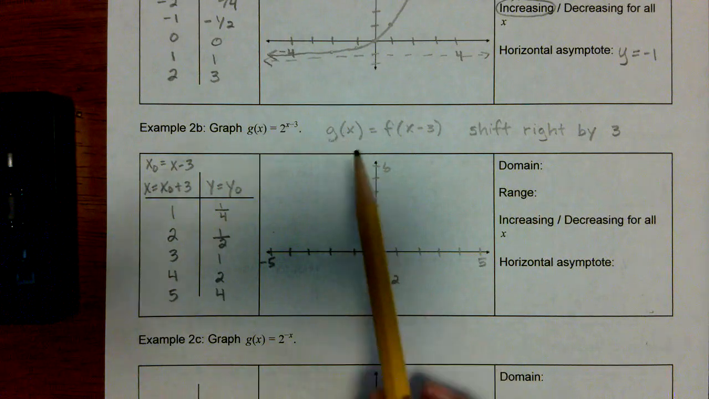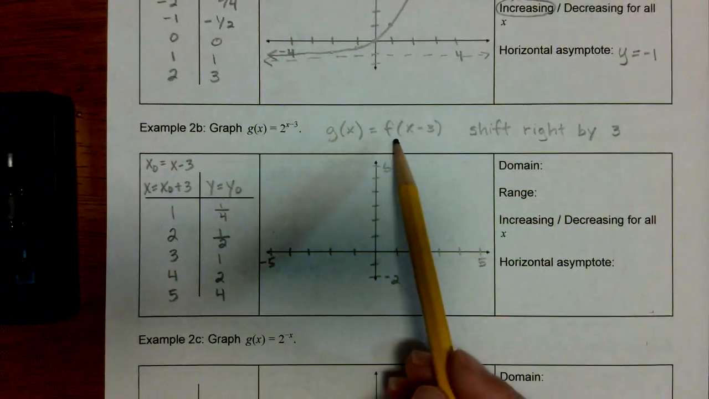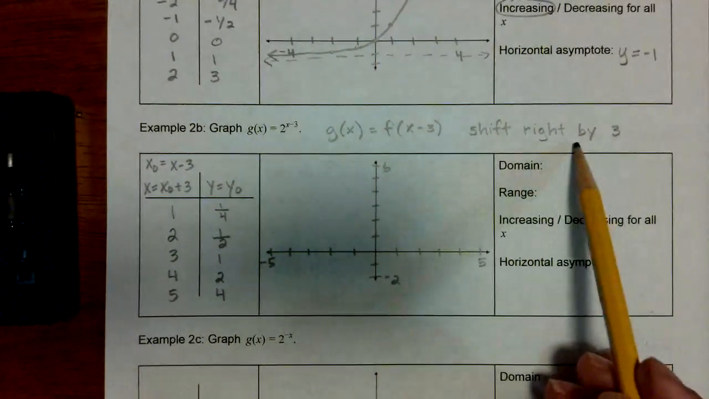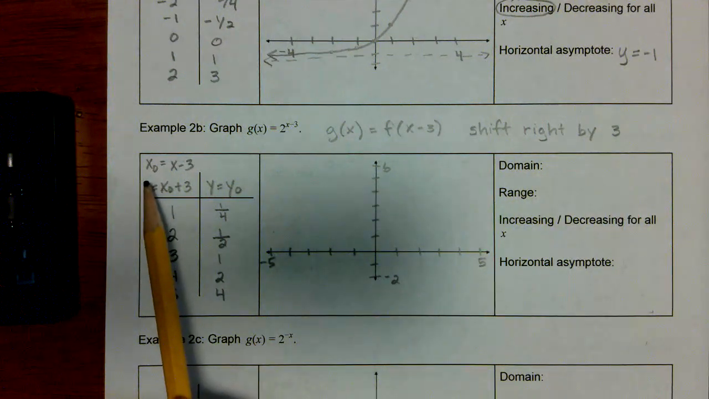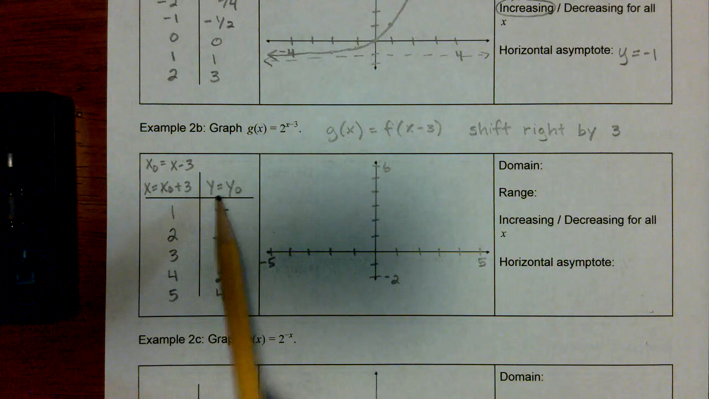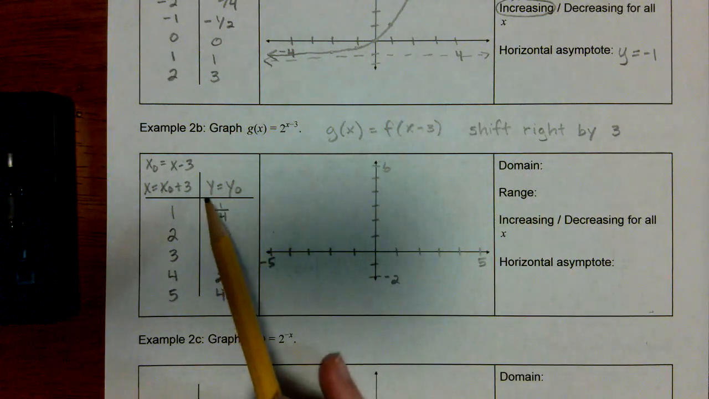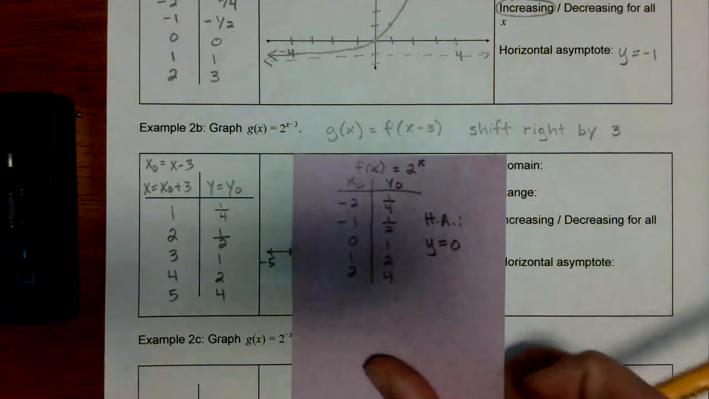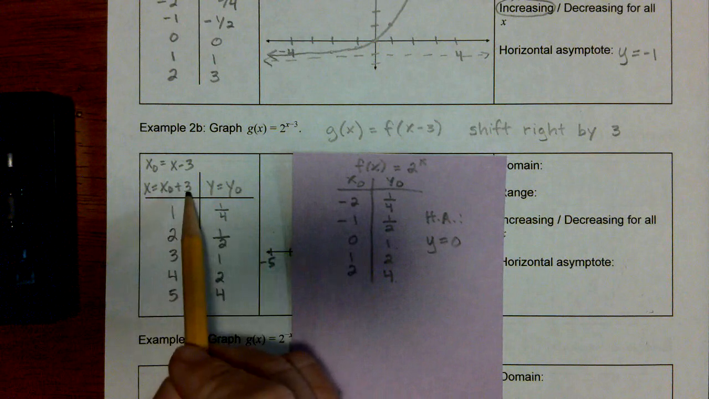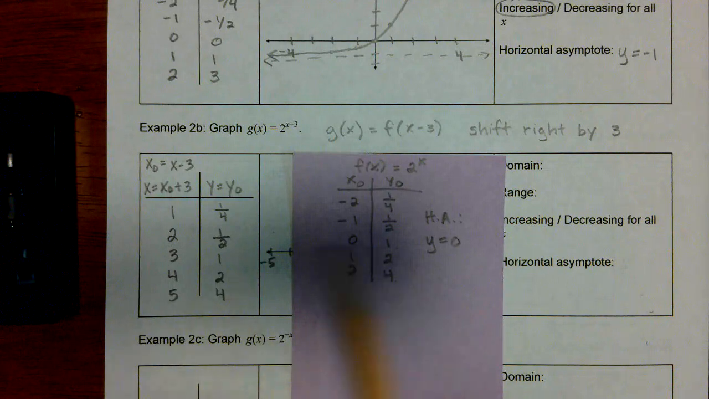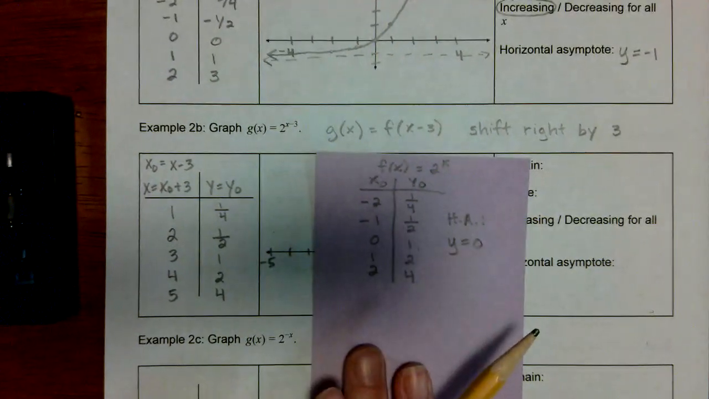Okay, so I was able to rewrite g of x as f of x minus 3, which means that I'm going to shift right by 3. So I saw that my input changed to x minus 3. Solving for x, that became x equals x sub 0 plus 3. And my y had no transformation, so my y was equal to my original y. So I just plugged in using my table. -2 plus 3 was 1. -1 plus 3 was 2, and I just went from there. My y values stayed the same.